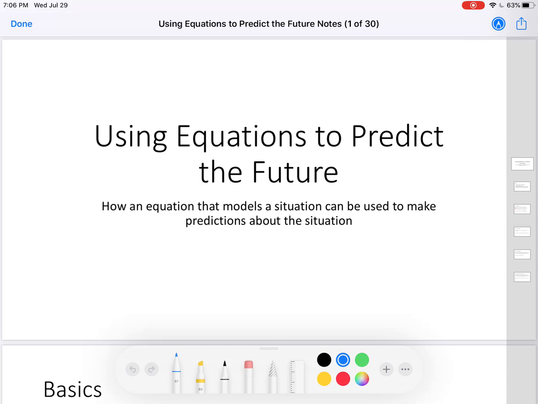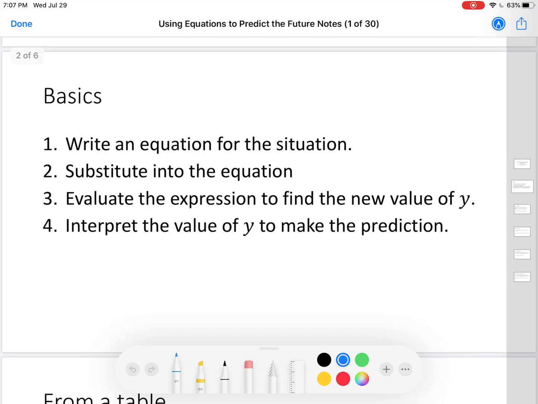So, the whole idea of writing an equation, which is what you've been learning over the past few videos, is to use that equation. And one of the best ways to use an equation is to make a prediction about the future. Okay, let's see how this works. There are 4 steps. Here are the basic steps.